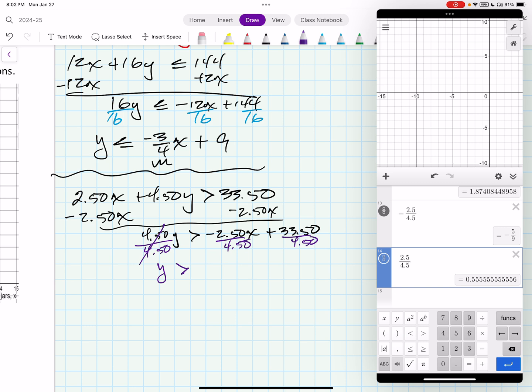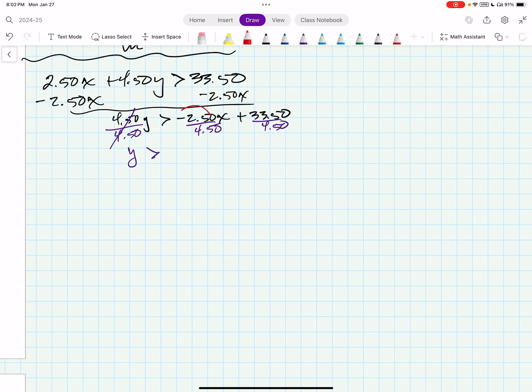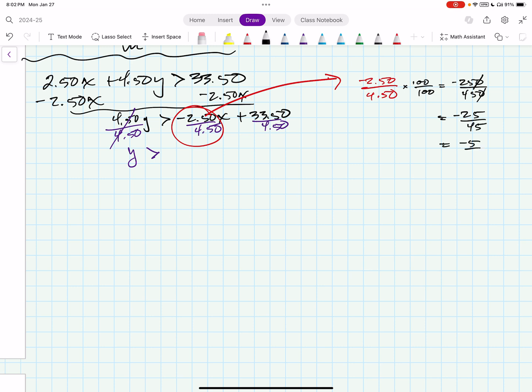So if you don't know that, let me talk about how to get that by hand, because that's kind of cool. Let's take this right here and bring it over here. So negative 250 divided by 450. How do you get negative 5/9 by hand? Well, the first thing you do is multiply both by 100 and shift the decimal. When you multiply by 100, you just shift the decimal place twice. Simplify, and now we look at this. You get negative 25 over 45. And then if you divide both by 5, you get negative 5/9.